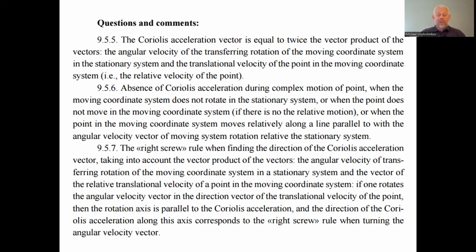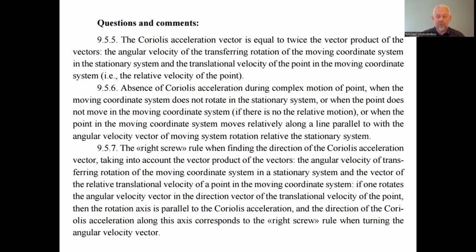956. Absence of Coriolis acceleration during complex motion of the point: when the moving coordinate system does not rotate in the stationary system, or when the point does not move in the moving coordinate system, or when the point of the moving coordinate system moves relatively along a line parallel to the angular velocity vector of the moving system's rotation relative to the stationary system. This is understandable if we consider the equation to find the magnitude of the Coriolis acceleration.